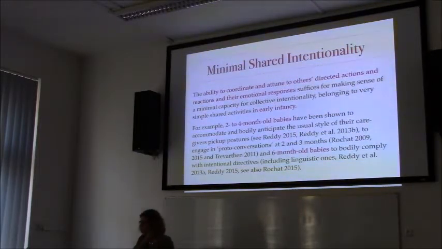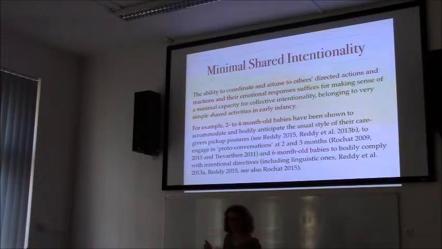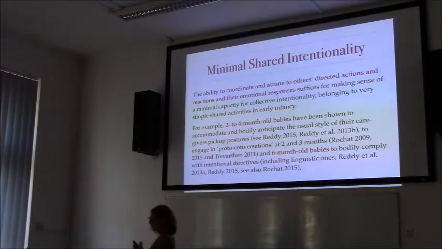Other examples include what Rorschach calls proto-conversations at 2 or 3 months, where there is also this contingency of an attunement to each other's reactions. And then at 6 months, even more, the baby's bodily complying with intentional directives by adults. So doing things, being told to do so, already at 6 months.